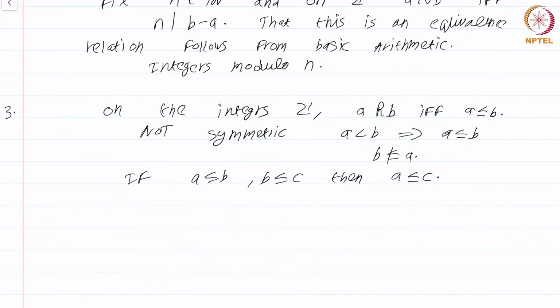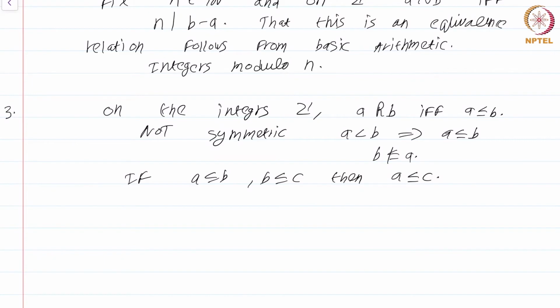Okay, so we have given 3 examples. 2 of them are positive examples, and one is a counterexample, an example of a relation that does not have all the properties of an equivalence relation. Now let me give just one more example, which is going to be a real world example.